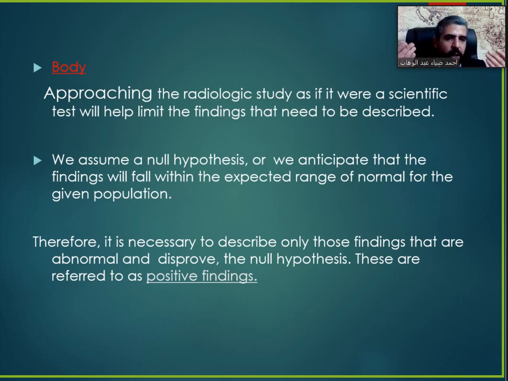So we assume that the patient is normal, and then we try to disprove that. We try to prove that the patient has something wrong. We don't treat the patient as if he has something abnormal to start with. We treat him as normal and then try to disprove that. The exception for this rule is when the clinical question implies the possible presence of a specific abnormality.